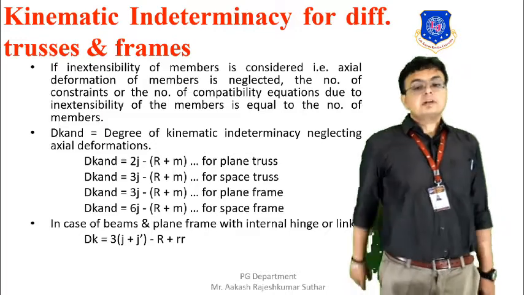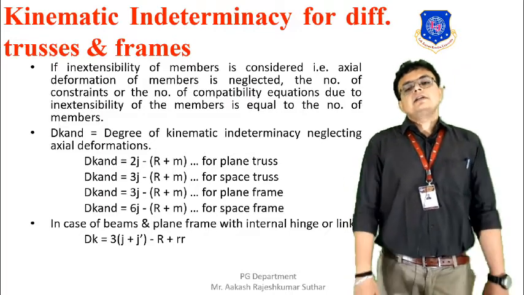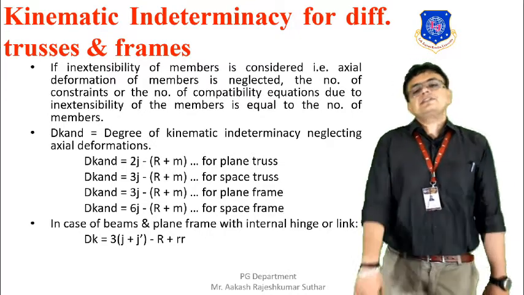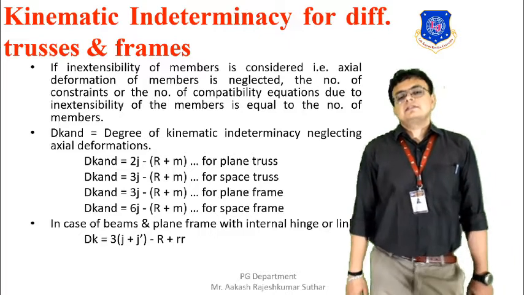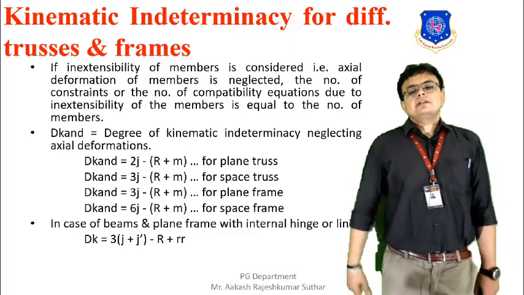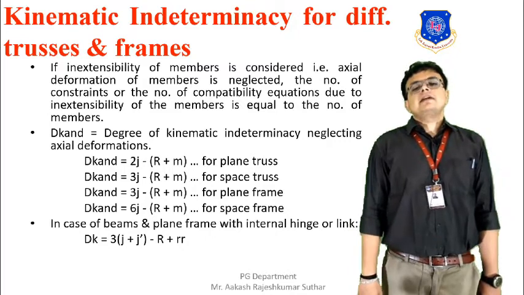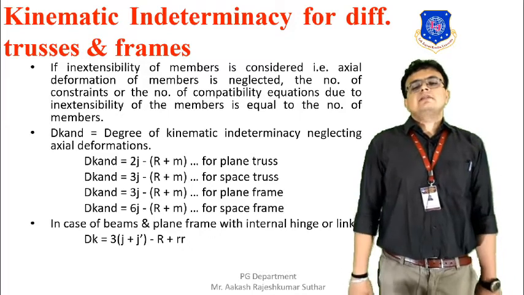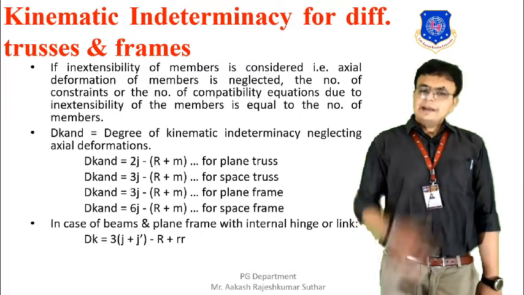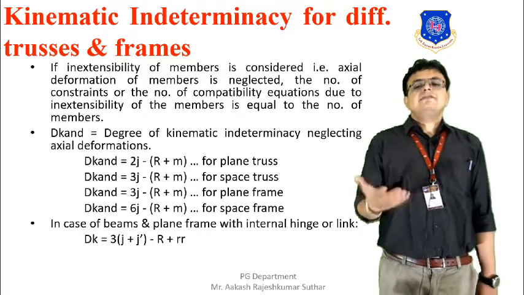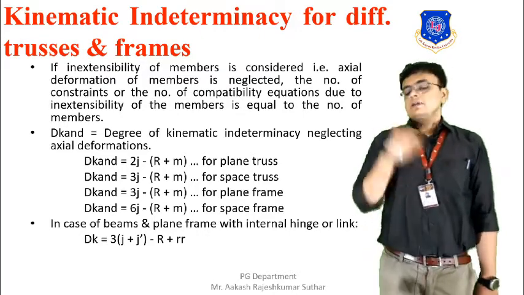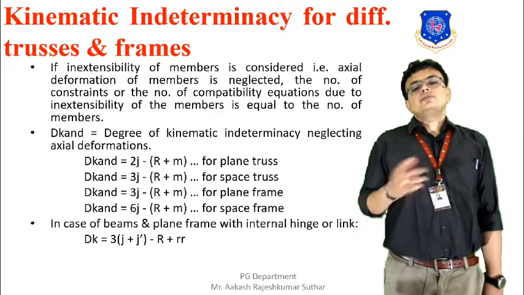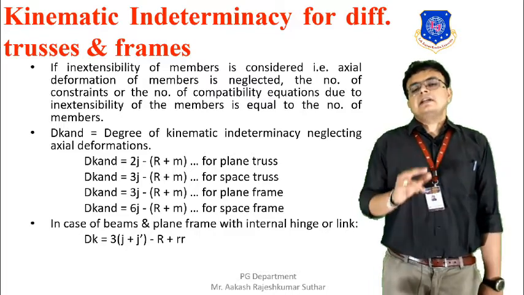So for that purpose, for a plane truss, the formula will be equal to 2j minus bracket capital R plus L. For the space truss, the formula will be equal to 3j minus bracket capital R plus L. For the plane frame, the formula will be equal to 3j minus capital R plus L. And for the space frame, the formula will be equal to 6j minus capital R plus L. And in case of a beam or a plane frame with an internal hinge or a link, the formula will be dk is equal to 3 into j plus j dash minus capital R plus double R.